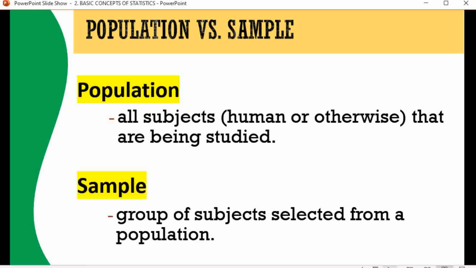In a sample, if we only pick a certain program, for instance, your program, that would already be an example of a sample.